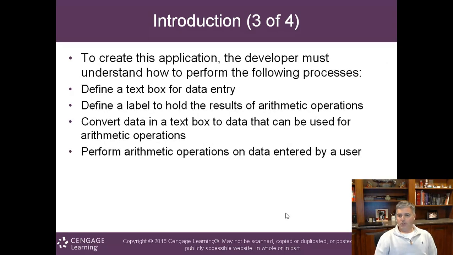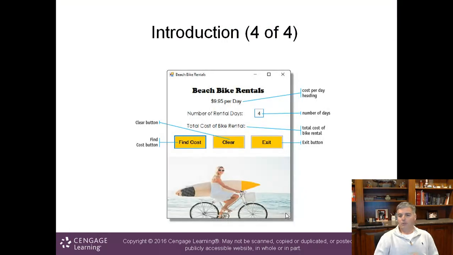To create this application, the developer must understand how to perform the following processes: define a text box for data entry, define a label to hold the results of arithmetic operations, convert the data in a text box to data that can be used for arithmetic operations, and perform arithmetic operations on data entered by a user. So this is what the application that you're going to develop in the guided program walkthrough.